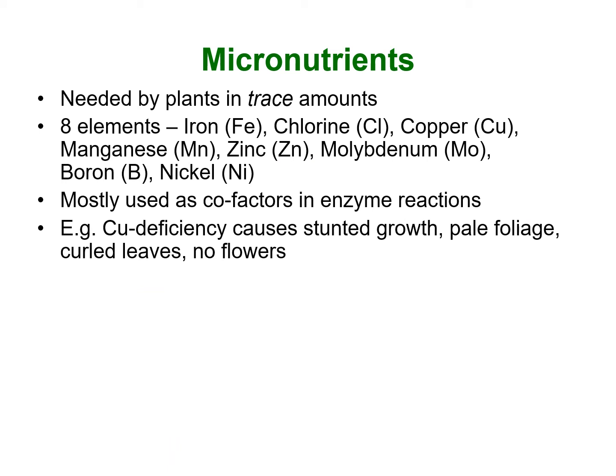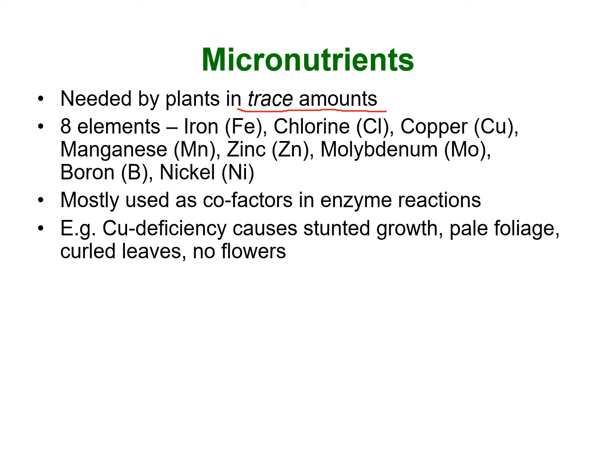Okay, so let's move on then to micronutrients. And these are nutrients that are still essential for plant growth. Without them, the plants will not grow at all. But they're only needed in fairly small amounts, trace amounts. They're sometimes called trace elements. You may see that in descriptions of fertilizers, for example. And there are 8 core elements: iron, chlorine, copper, manganese, zinc, molybdenum, boron, and nickel.